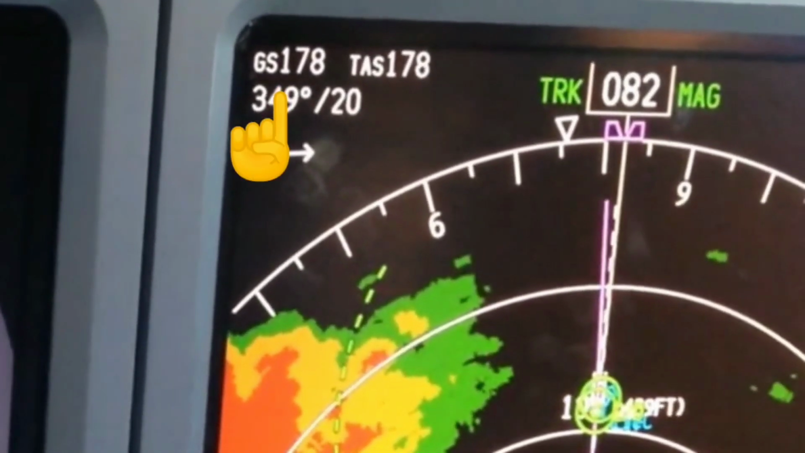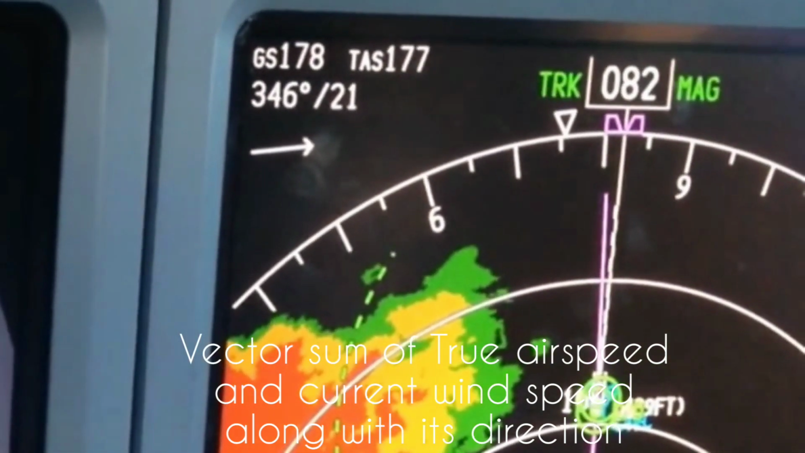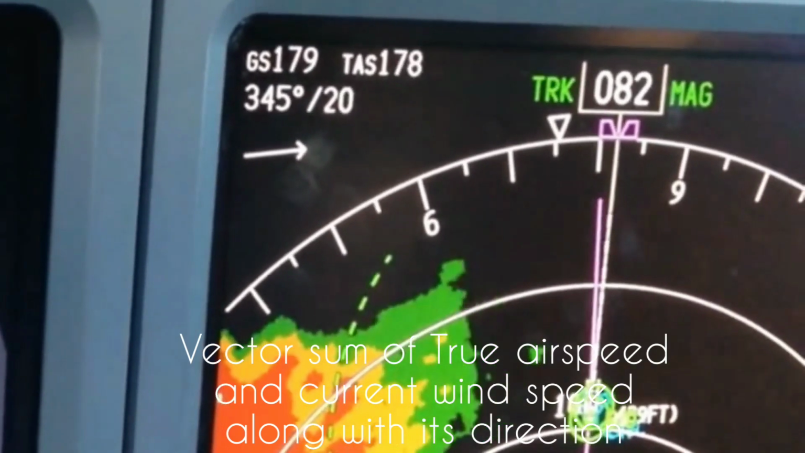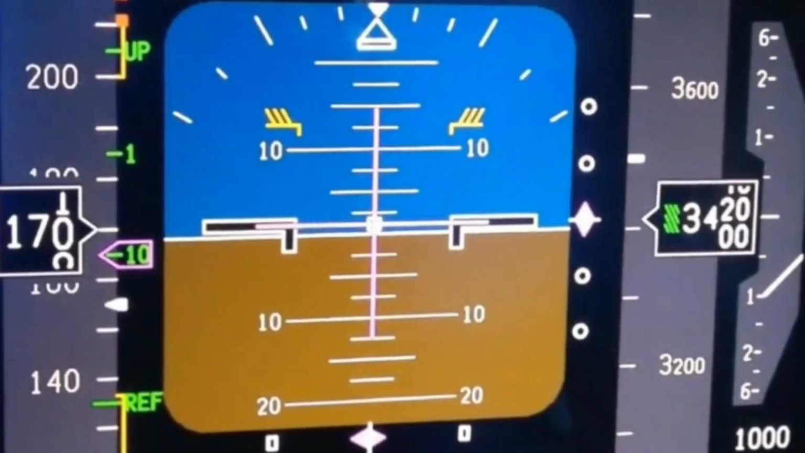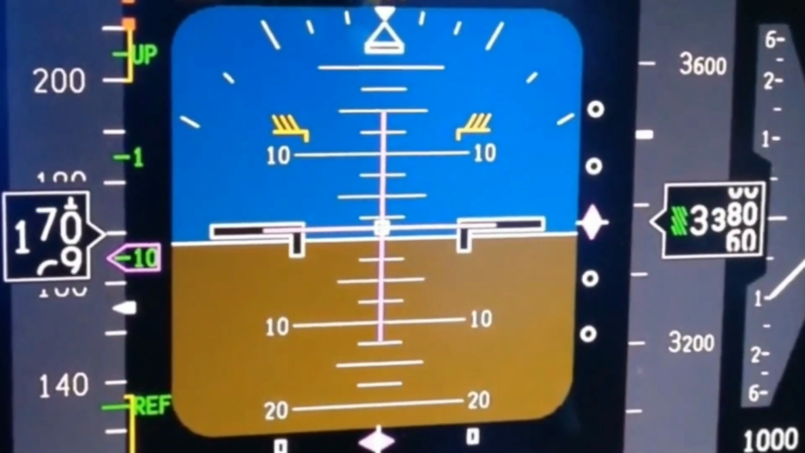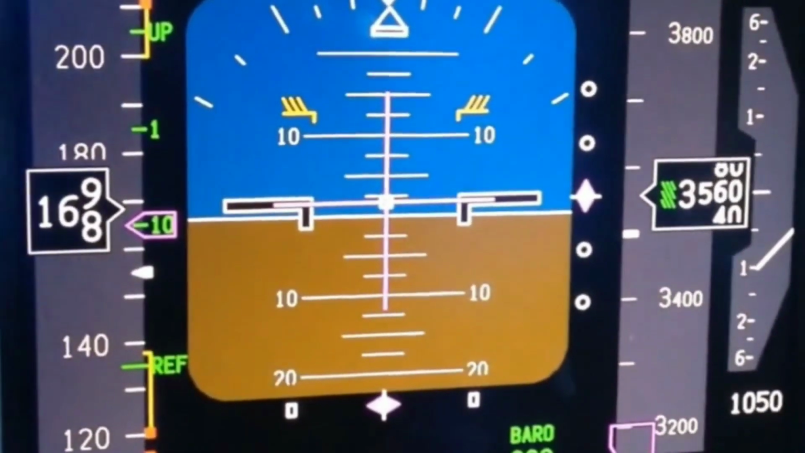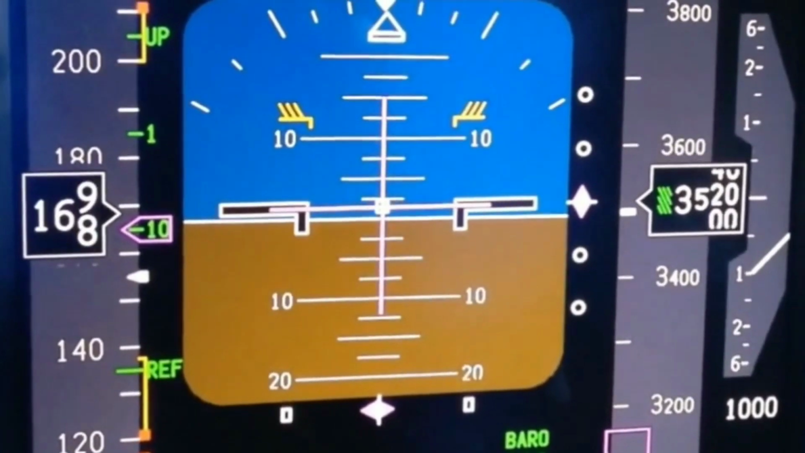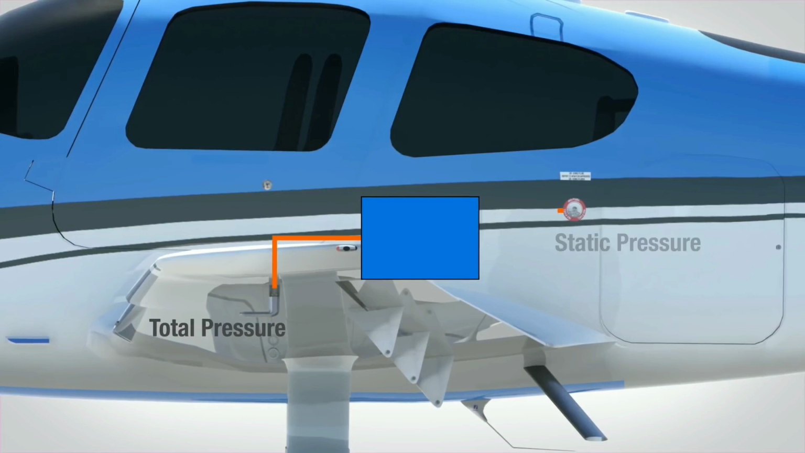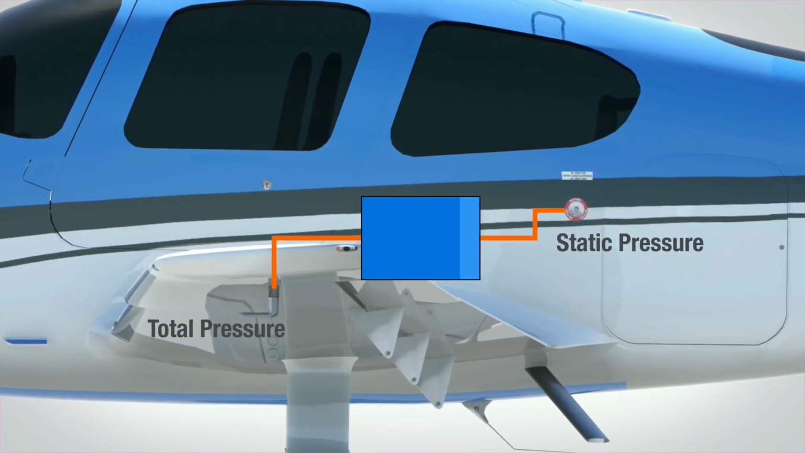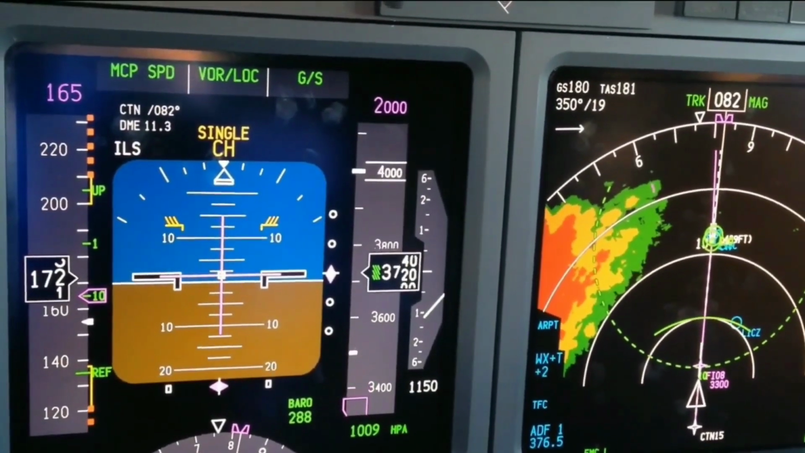Ground speed is the vector sum of true airspeed and current wind speed along with its direction. Ground speed is used in order to know when the aircraft must begin its descent for the approach. As airspeed of an aircraft is measured by two separate systems, that is the pitot tube and the static port, failure of either system can cause failure of the airspeed indicator.